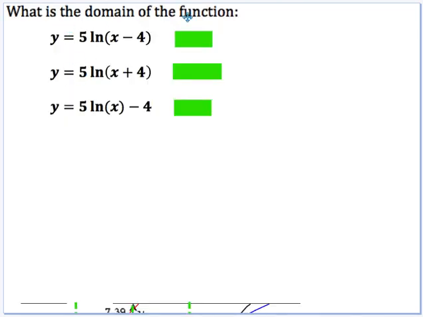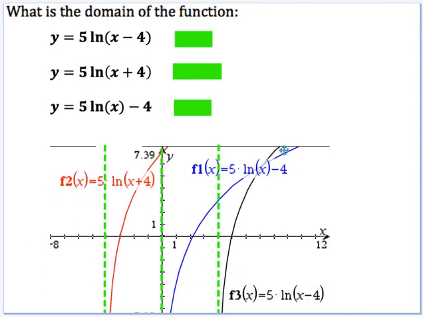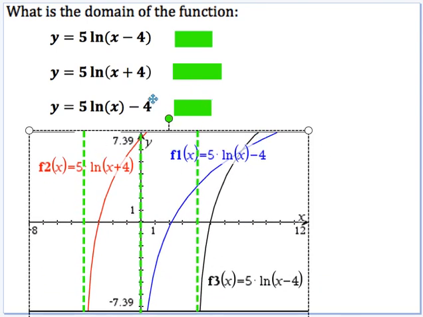All right, what is the domain of the function? Here are a couple different versions of the same basic equation. Notice the 5s are all the same, natural log, x's. Notice that I have a -4, a +4, and then another -4, but it's outside of the parentheses. Easy thing to do, graph your function. No matter which version of the test you have, graph your function.